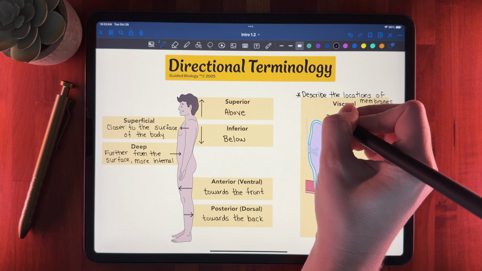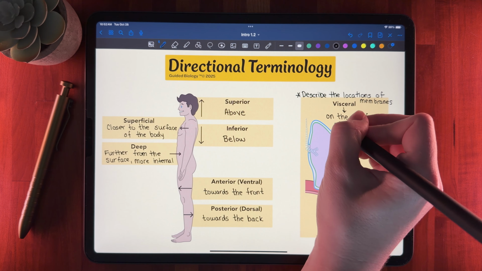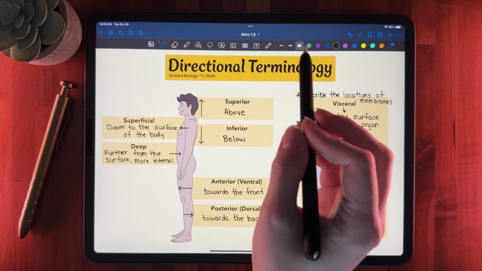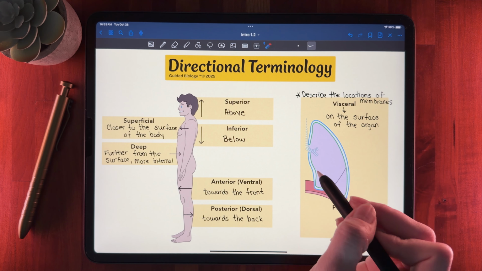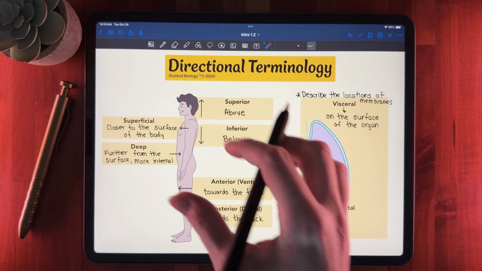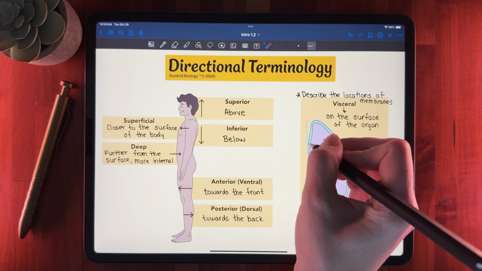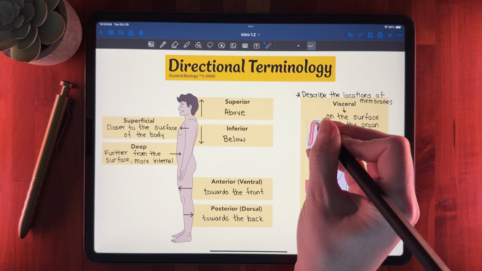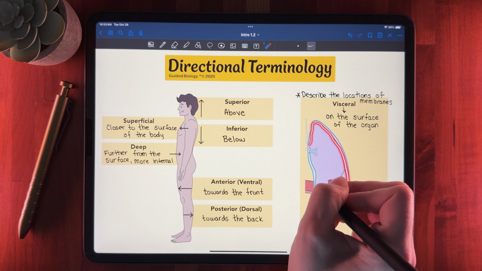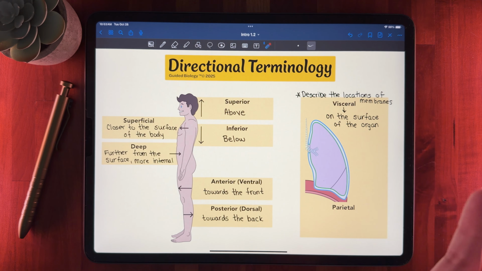All right, so when we see the term visceral, visceral refers to a membrane that is sitting directly on the surface of the organ. In our example here in this picture, we have one of the lungs. The lungs have a membrane in the thoracic cavity called the pleura. We'll learn about that in our next video. The pleura right here that is sitting directly on top of the lungs is the visceral pleura. So it sticks almost like plastic wrap, like cling film.